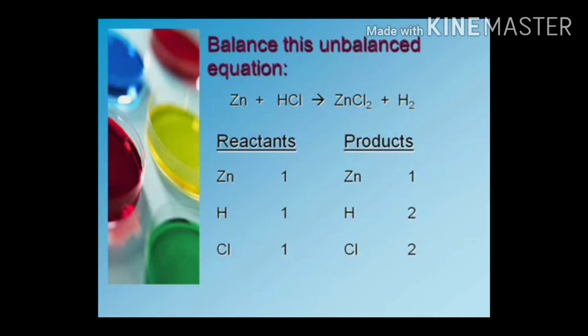Zinc is 1, hydrogen 2 and chlorine 2. So this equation is not balanced. To balance, we'll look at the hydrogen. We'll balance the hydrogen. We'll write 2 in front of HCl on the reactant side.